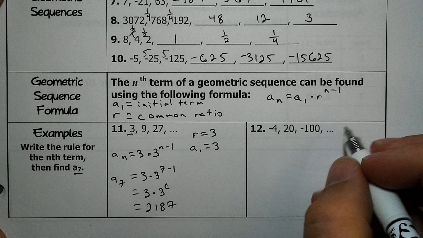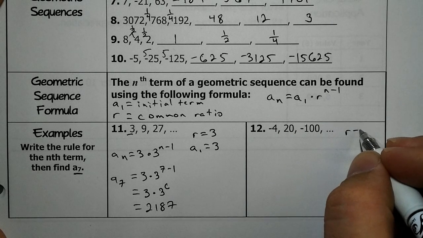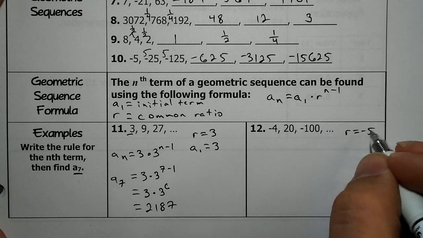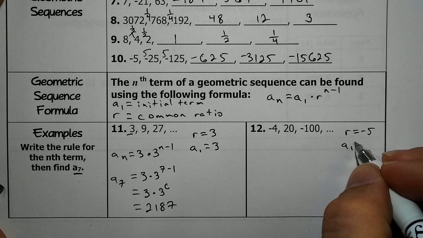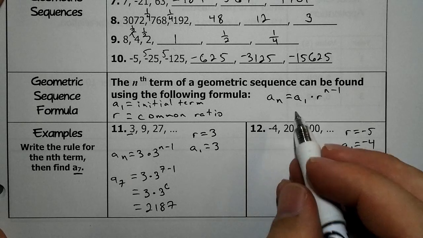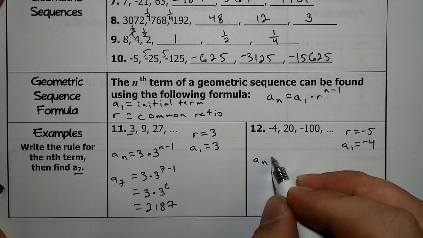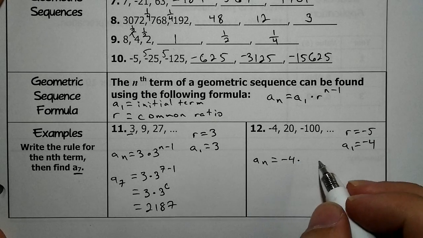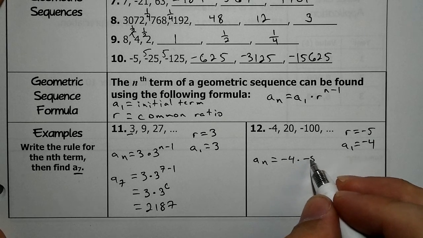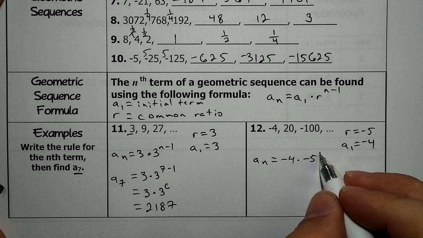So 20 divided by negative 4 gives me negative 5. Negative 100 divided by 20 is also negative 5, so there's our ratio. Our first term was negative 4. So using our formula, a sub n is equal to the first term, which is negative 4, times our common ratio, which is negative 5, to the n minus 1.